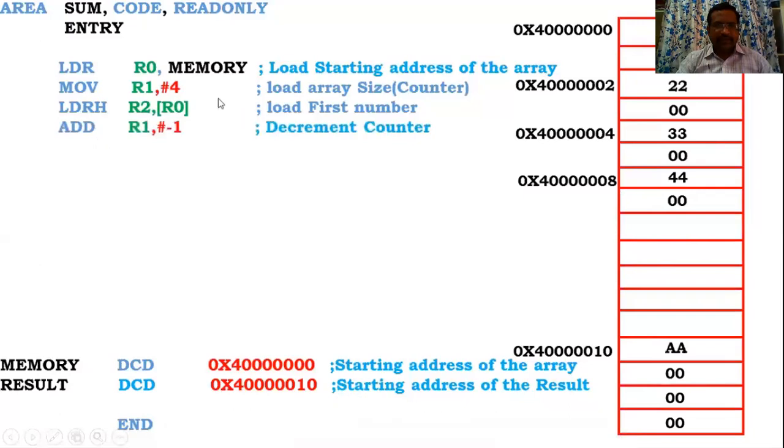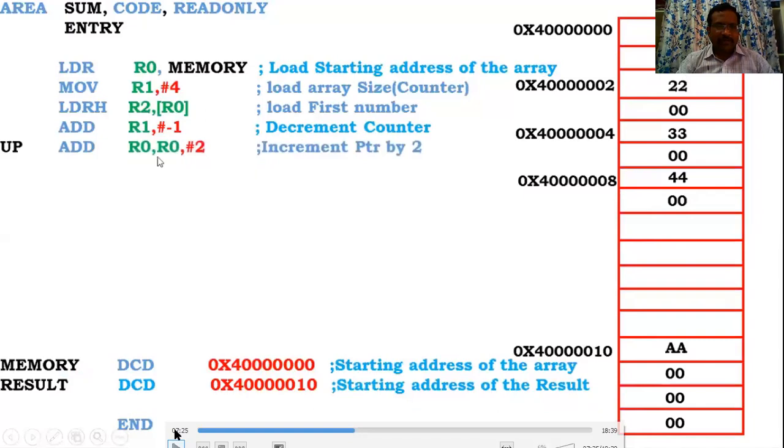And next, you are decrementing the count. Once you have loaded the first value, you have to decrement the count. What is our count? 4. So you have to decrement the count by 1, which means R1 becomes 3.